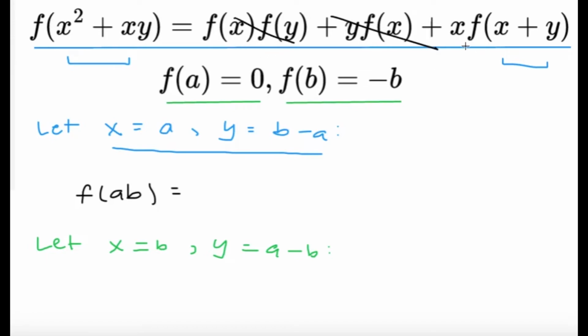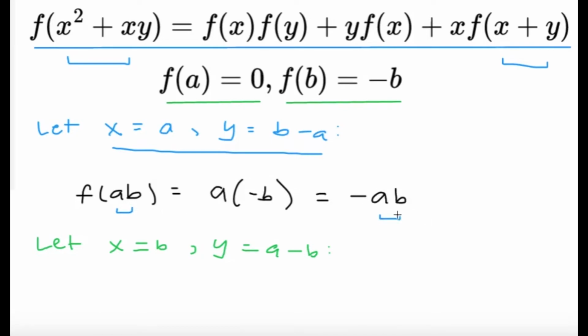So just x, f of x plus y. Now, since x is a, I'll write a here. And since x plus y here is a plus b minus a, it's b. And f of b is negative b. So f of ab is actually equal to negative ab. So no problems here so far.